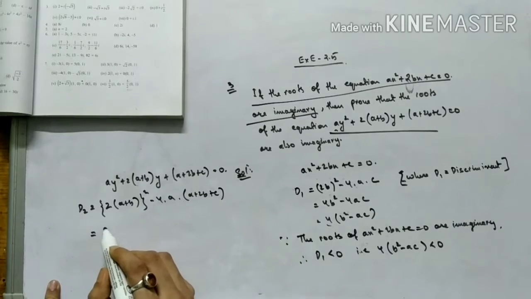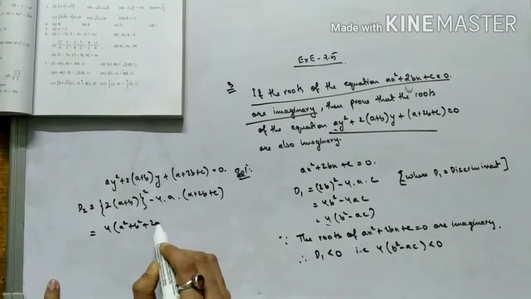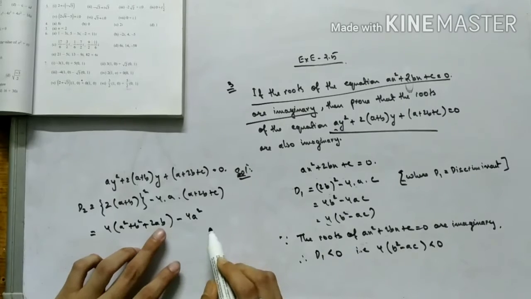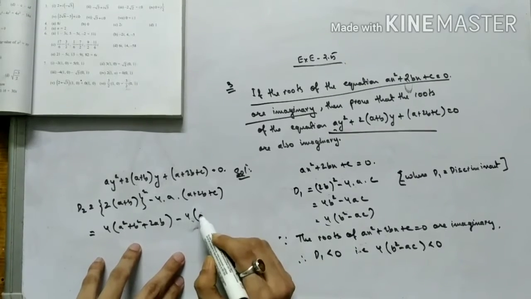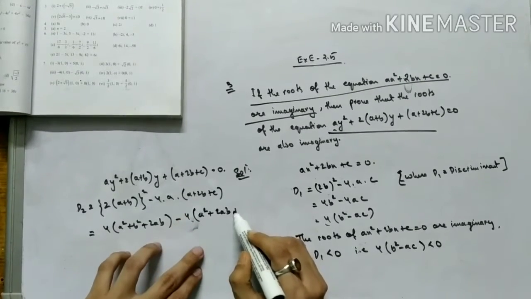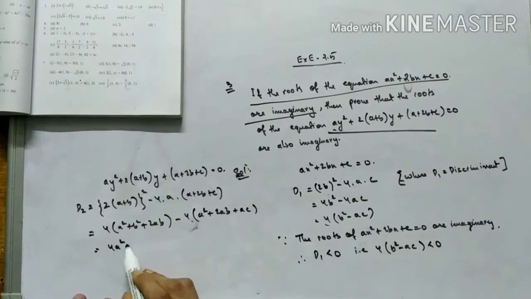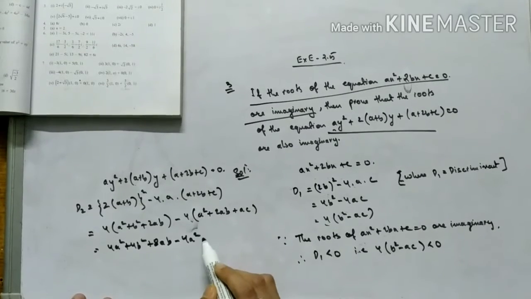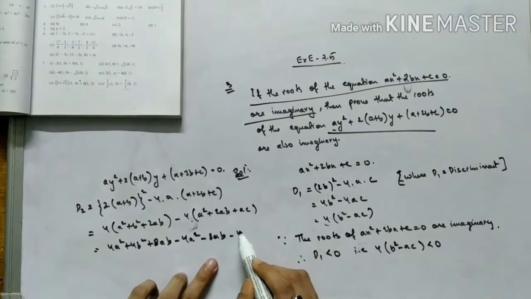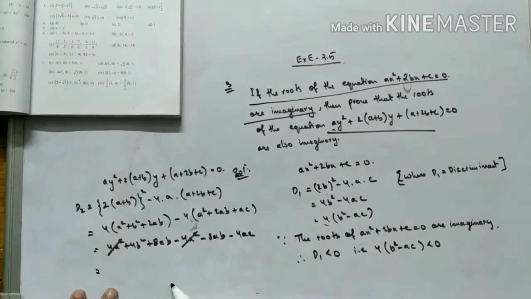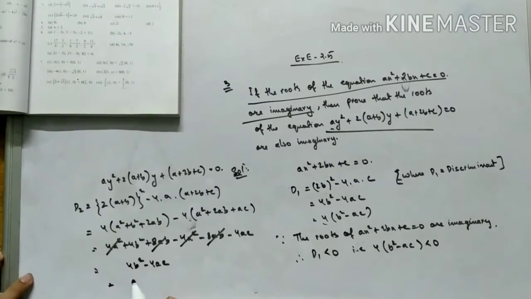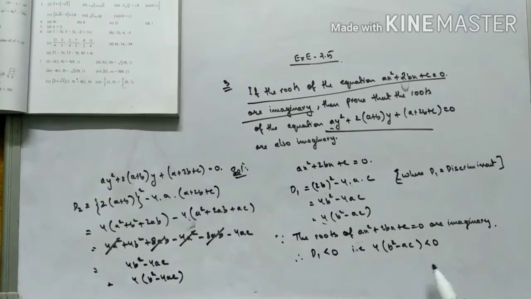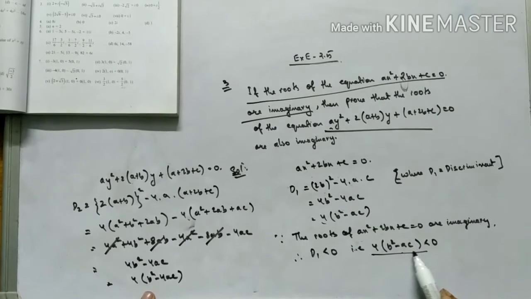Okay, so this is 4 times a square plus b square plus twice ab minus 4 times a into a plus 2b plus c. Here 4 minus 4 I will keep outside. So this is equal to 4 times a square plus twice ab, and ac I will get. So here 4a square plus 4b square plus 8ab minus 4a square minus 8ab minus 4ac. Here you see this and this cancel out, and this and this cancel out. Ultimately I will get 4b square minus 4ac. Okay, 4 common, b square minus ac, and I have already said that 4 times b square minus ac is less than 0.